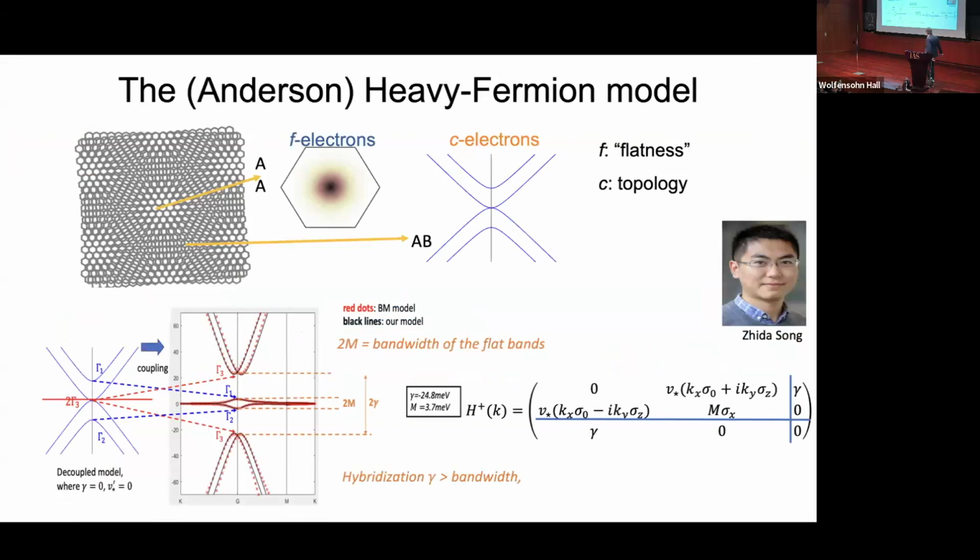Now, why is this good? Well, the reason why this is good is that you can localize these F electrons within 0.2 of the moiré unit cell, at least for the Bistritzer-MacDonald model. So if you localize them within 0.2 of the moiré unit cell, then it means that two of them at different, adjacent moiré unit cells will basically not be able to hop to each other, because hopping is exponential. These are exponentially localized Wannier orbitals, and they cannot hop to each other.